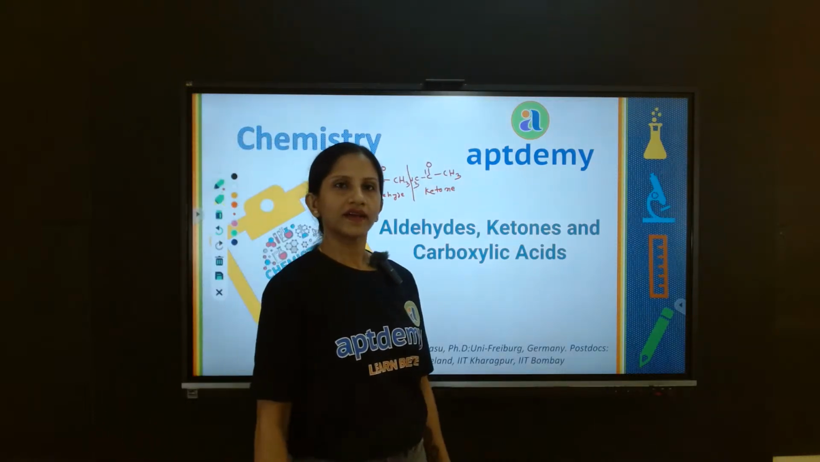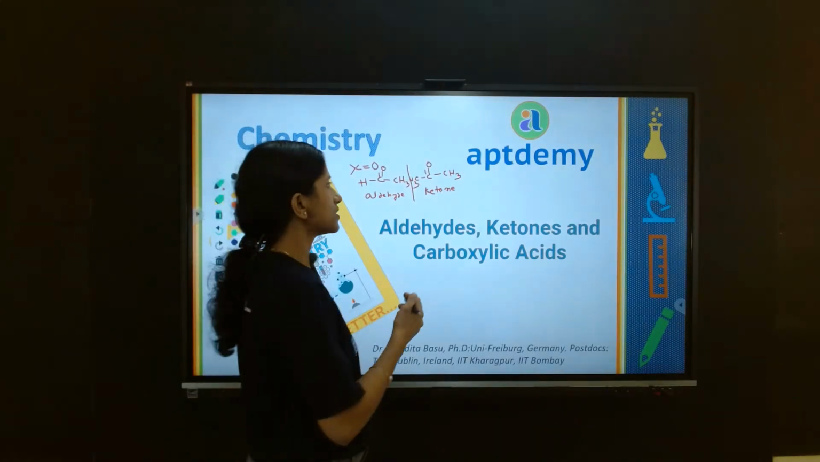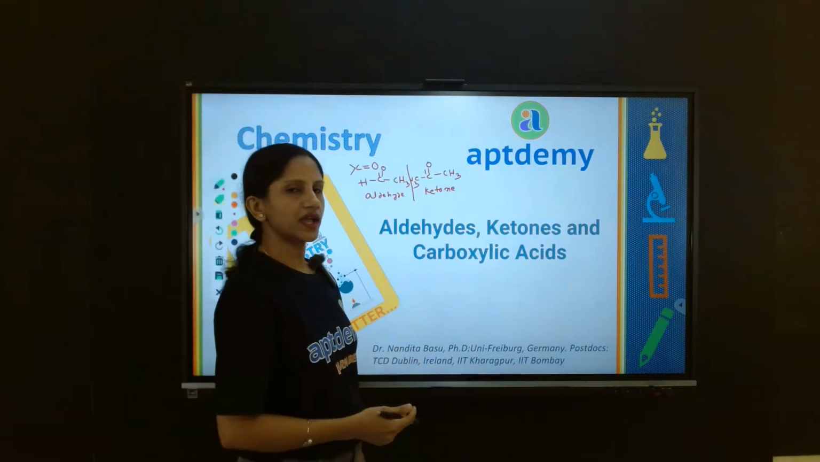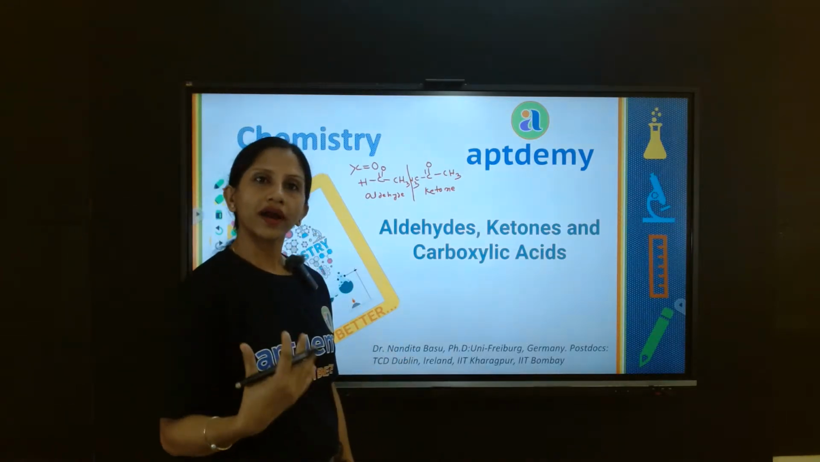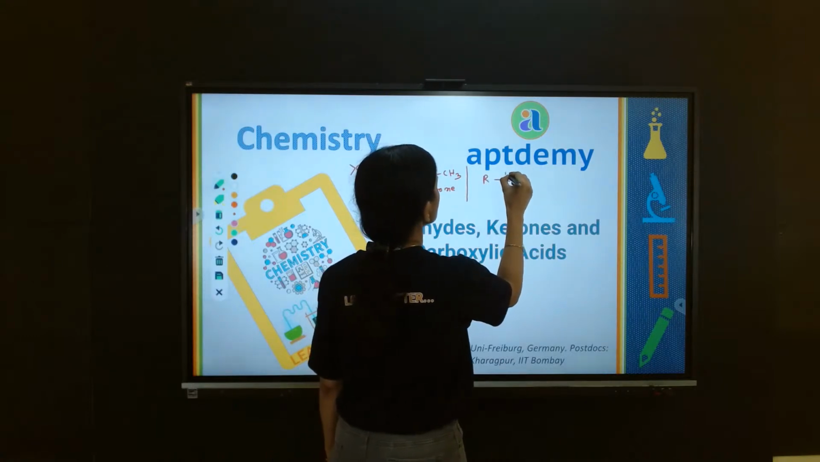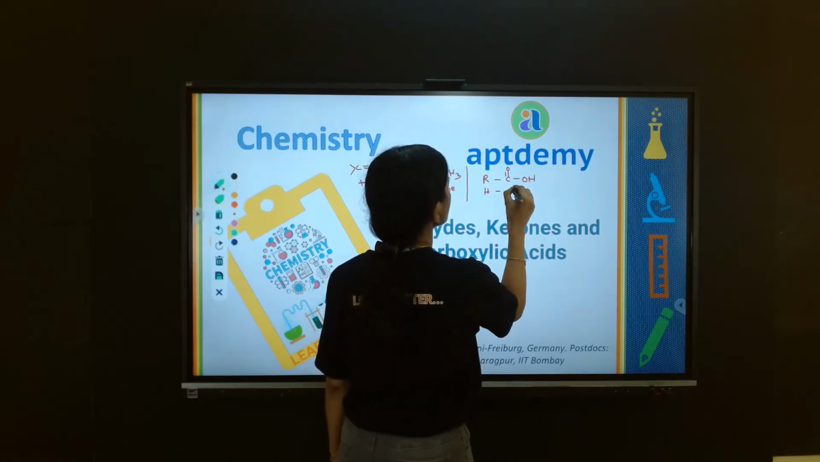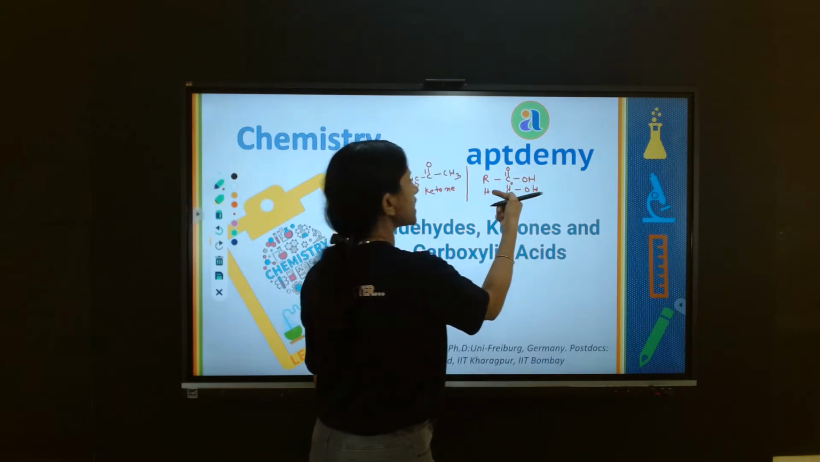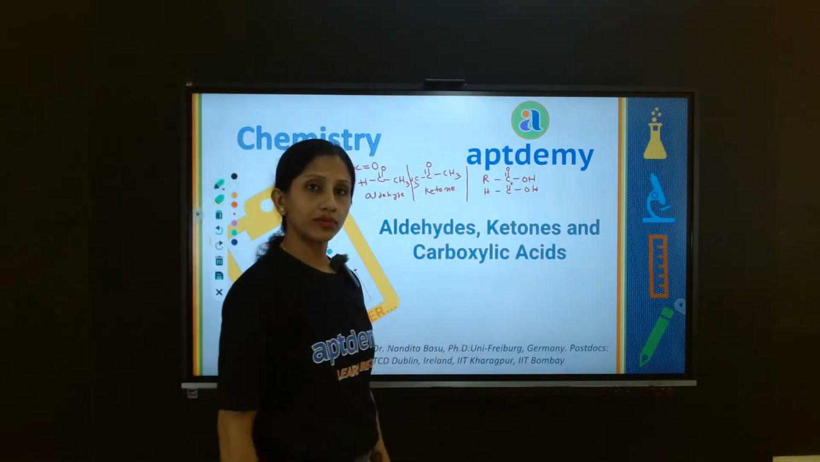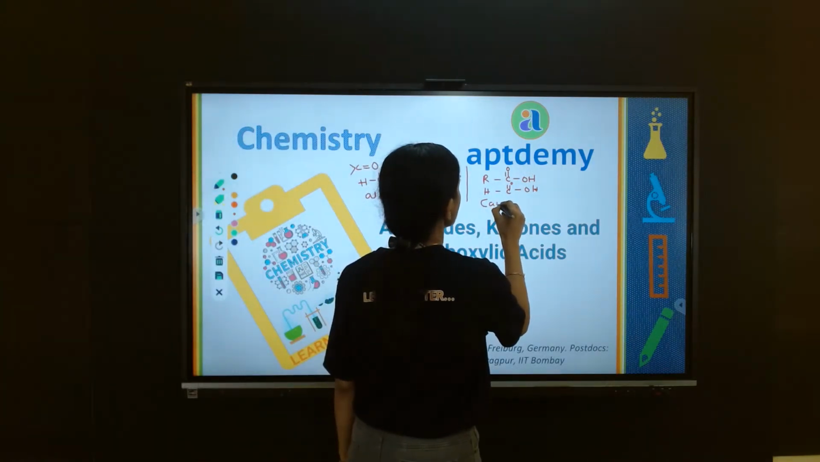Whereas carboxylic acids are the compounds in which the carbonyl group is attached on one side to either carbon or hydrogen and on the other side to the oxygen of a hydroxyl group. So it could be like RCOOH or maybe HCOOH. So from one side it is attached to either carbon or hydrogen, and on the other side this carbonyl group is attached to the oxygen of a hydroxyl group. So this is your carboxylic acid.